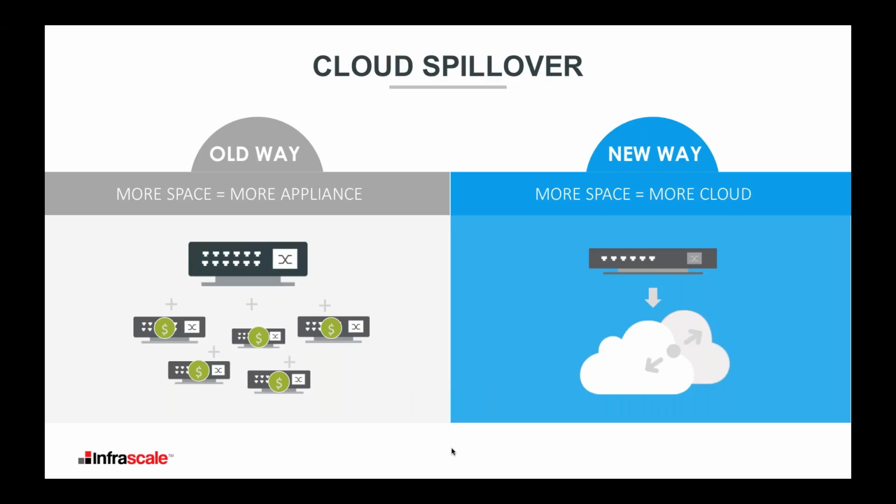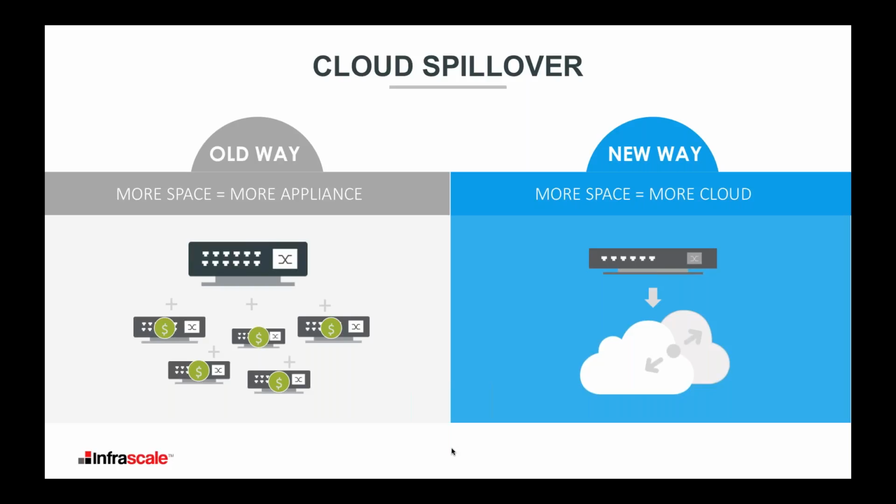So if you take a look on the left, this is really the old way of doing it, where this is going to sound familiar to a lot of you. You buy an appliance, you end up filling that up as the data grows, buy another one, fill that up, buy another one, fill that up, and really continue this cycle. So that's the old way of doing things, where if you need more space, you have to buy more appliances.